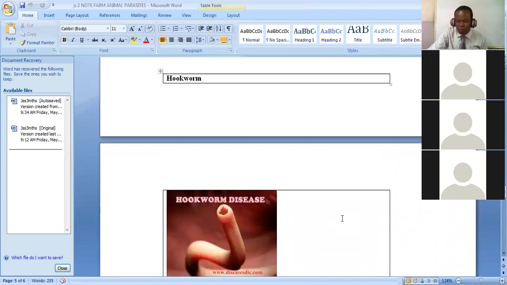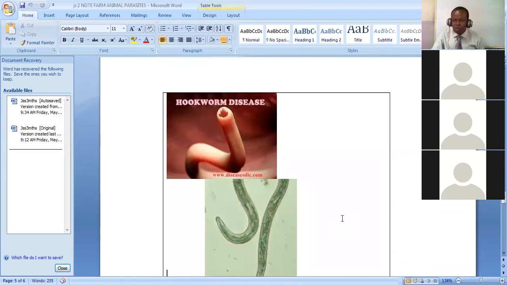The next one is hookworm. Now look at the picture of hookworm. Again, look at it. It's almost cylindrical, okay? Look at its head. It looks as if they are teeth, or they look like hooks. So you won't be surprised that they are called hookworm. So this is the picture of hookworm.